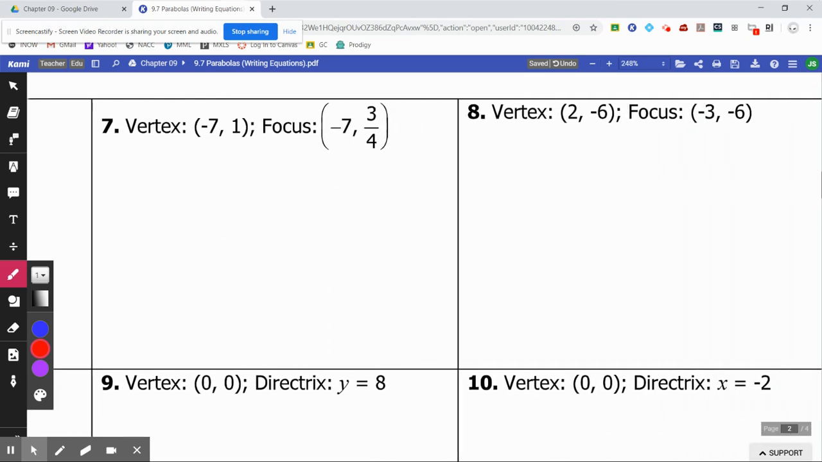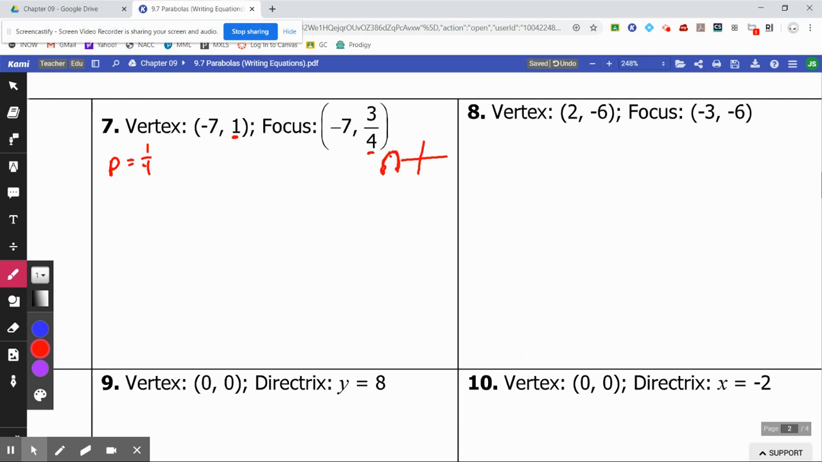This one has been translated, I have a feeling. So first off, the distance from our vertex to our focus. We can just simply subtract these values and we get a p-value of 1/4. Let's see what this parabola looks like. If the vertex is at negative 7, 1, and the focus is at negative 7, 3/4, which is below it, this will open down. It always opens around that focus.